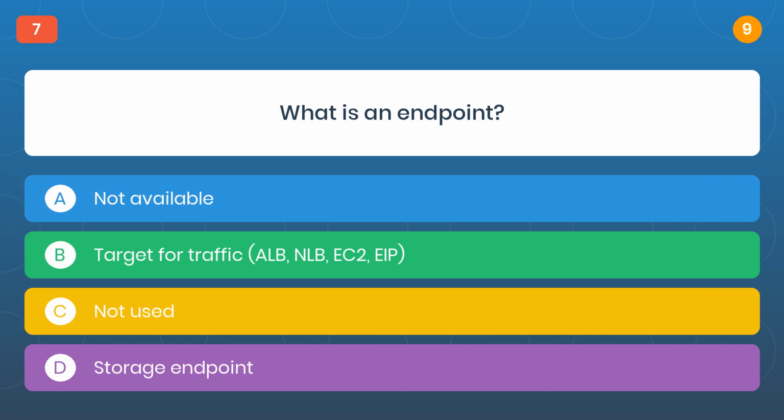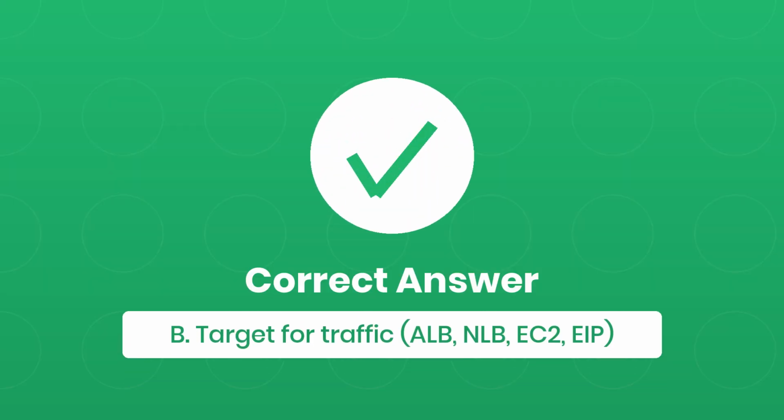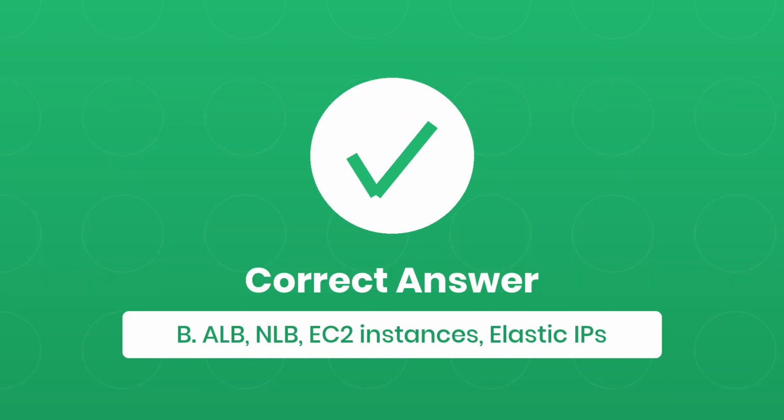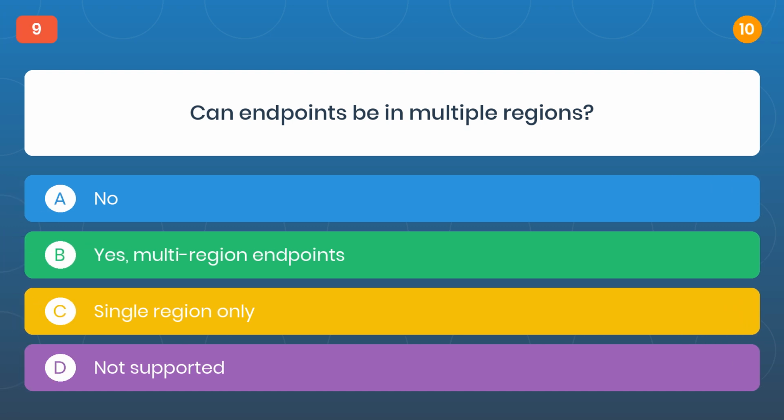Question 7. What is an endpoint? The correct answer is B, target for traffic, ALB, NLB, EC2. Question 8. What endpoint types are supported? The correct answer is B, ALB, NLB, EC2 instances, elastic IPs.